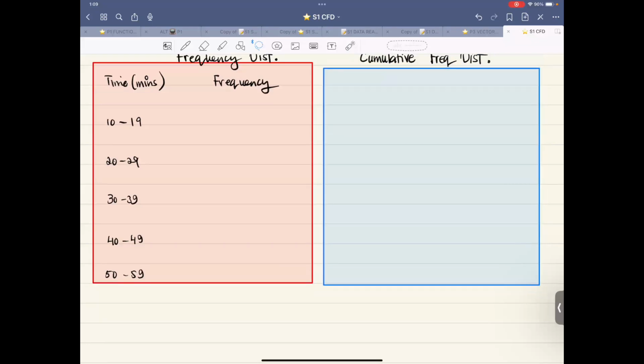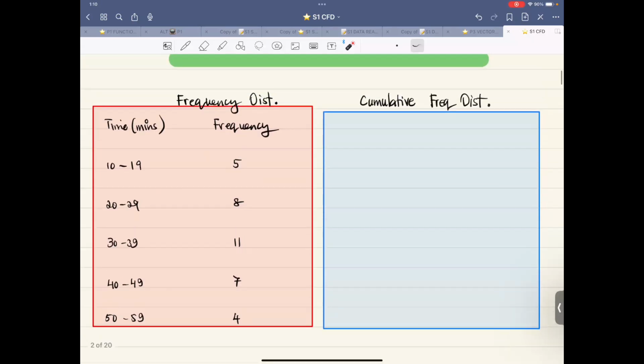And let me fill up with some frequencies. Let me write 5 over here, 8 over here, 11 over here, then 7 over here, then 4 over here. That means there are 5 students who belong to this interval, 10 to 19 minutes. This is the amount of time those people have taken to reach school. 8 people belong in this category, 11 belong in this category, and so on.